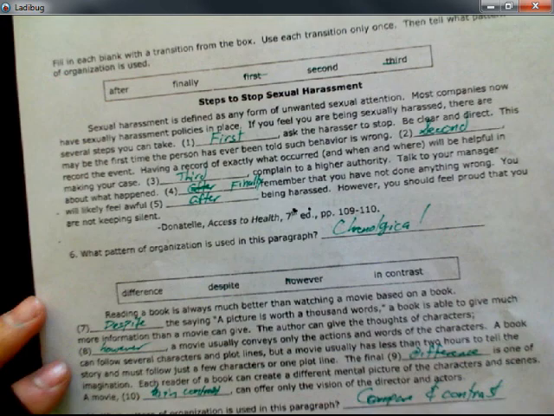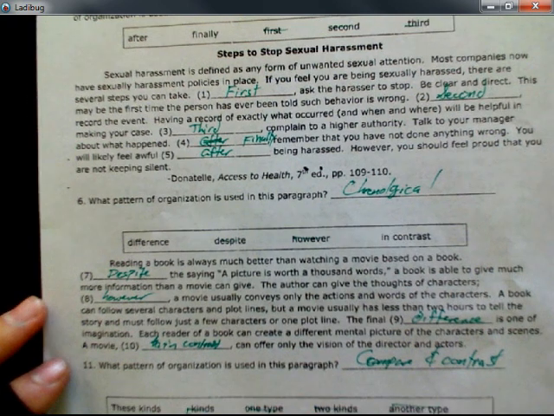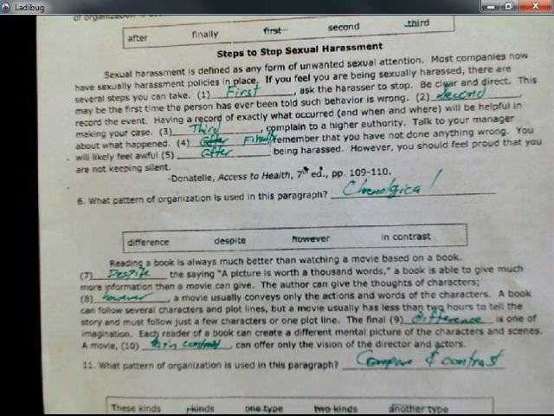Take a look at the second one here. It goes despite, however, difference, in contrast. I would also accept if you switched however and in contrast. When do we use that word despite? Justice, go ahead.